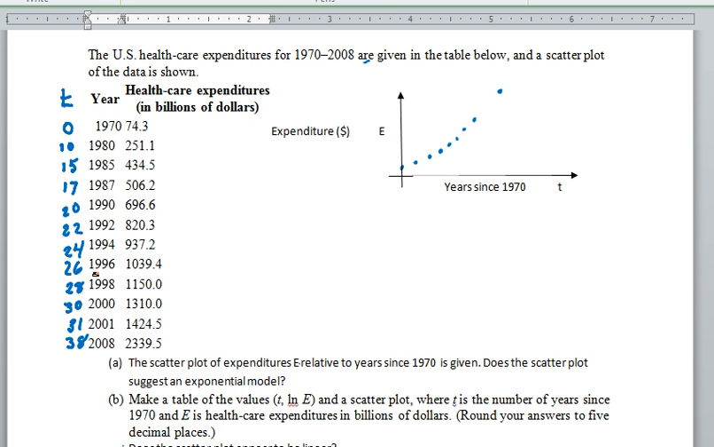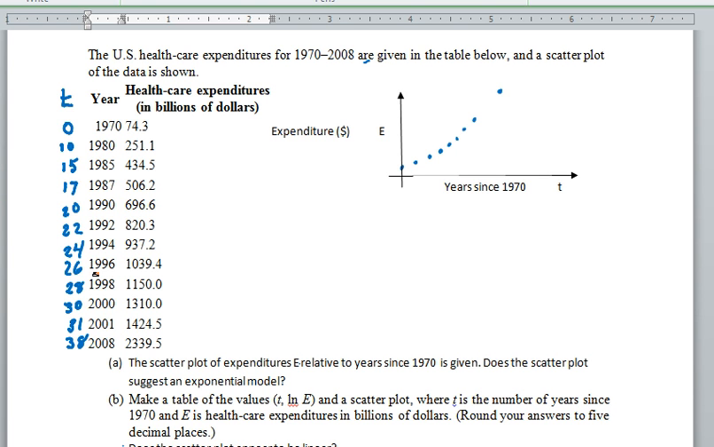Let's return to the scatter plot and see that it does suggest that we may have an exponential function with a base greater than 1, since the scatter plot is suggesting that we may have the horizontal asymptote and the curve is concave up, moving up with an increasing slope.